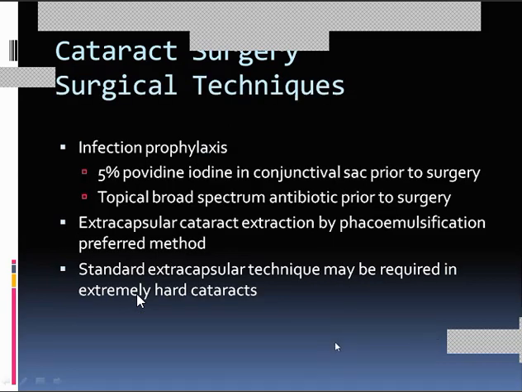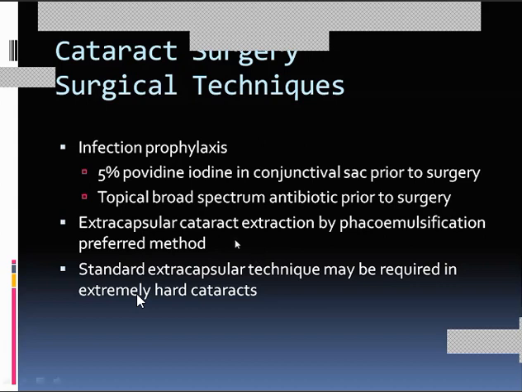Then what do we have to do first? When we are planning for cataract surgery, we have to rule out any infection. And also we have to give some prophylaxis to eradicate any subclinical infections, like 5% povidone in the conjunctival sac prior to the surgery, and a topical broad spectrum antibiotic prior to the surgery also. Even though there is no infection, there may be a subclinical infection also. So you have to give the broad spectrum antibiotic, and also the povidone into the conjunctival sac, that is 5% povidone iodine.